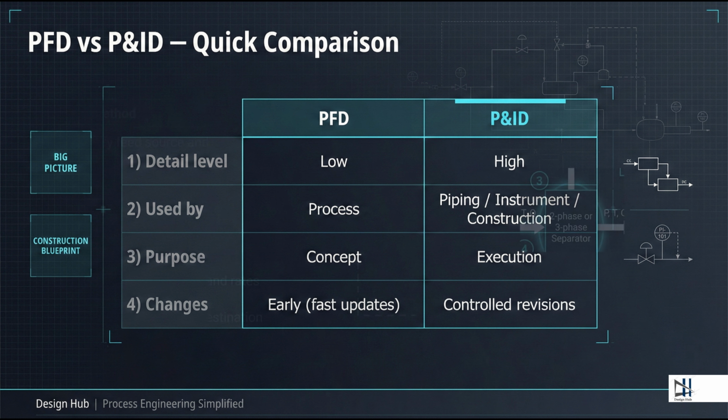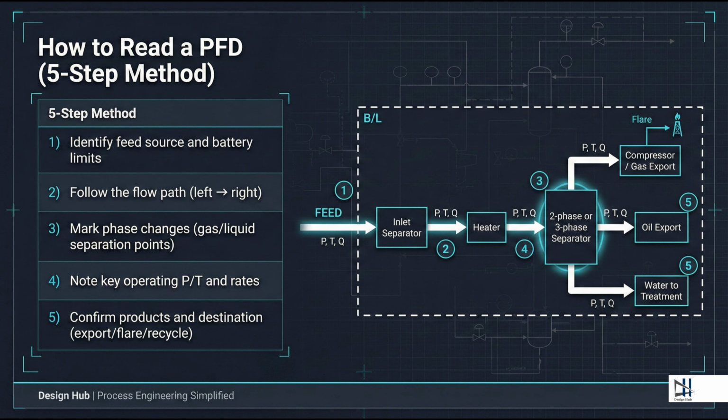Here is a simple 5-step method to read a PFD. First, identify the feed and battery limits. Second, follow the flow left to right. Third, mark the points where phase changes happen, like separation points. Fourth, note the key operating pressure, temperature, and rates. Fifth, confirm where each product goes: export, recycle, or flare.